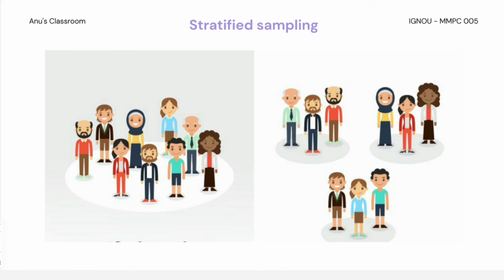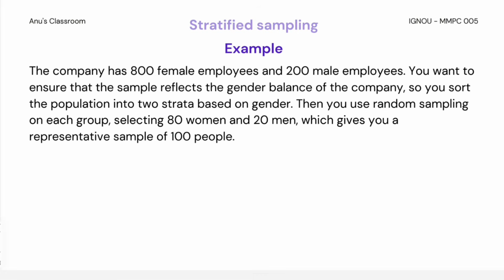So this is stratified random sampling, where we are splitting the entire population into different layers, and then we are choosing from those layers. Okay, so for example, if a company has 800 female employees and 200 male employees, then you have to make sure that the sample reflects the gender balance of your company.